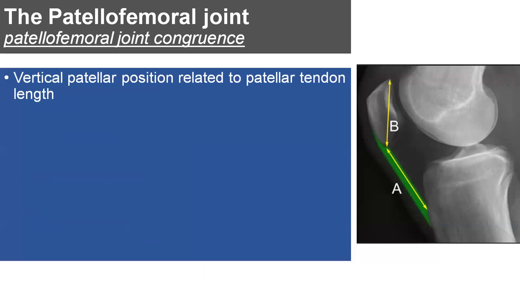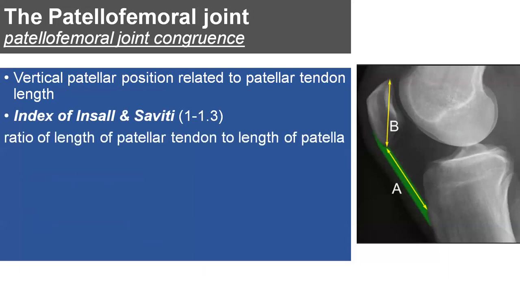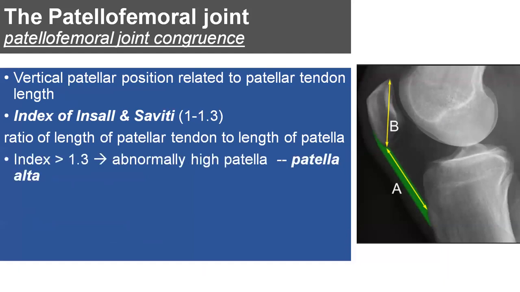The vertical patella position is related to patella tendon length. Coming to the Insall-Salvati ratio, the ratio of the length of the patella tendon to the length of the patella, when it is greater than 1.3, it is abnormally high patella, or patella alta, and when it is less than 0.8, it is patella baja.